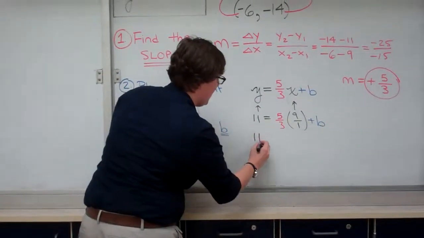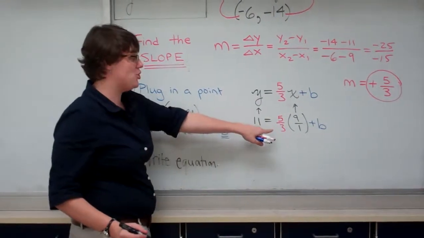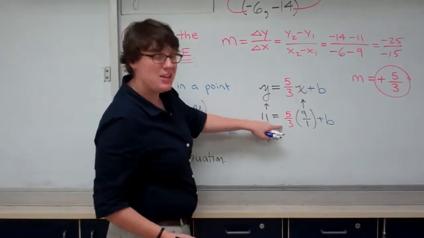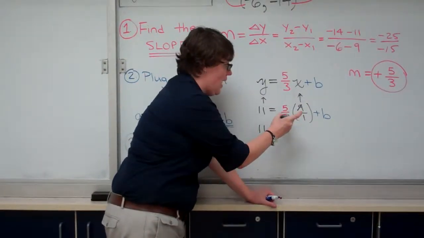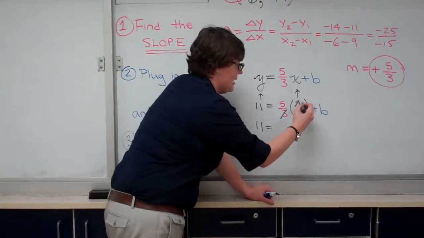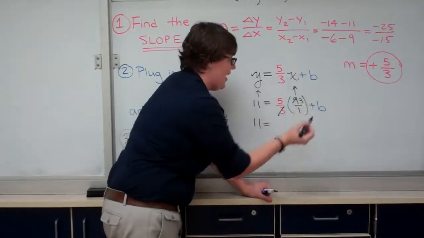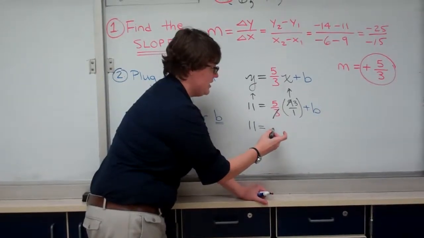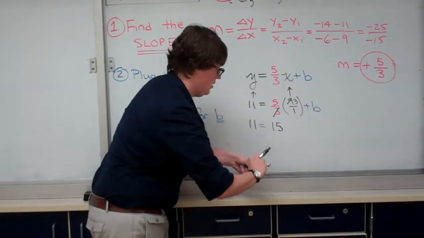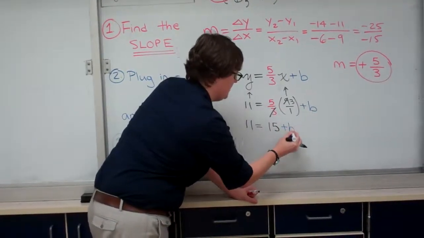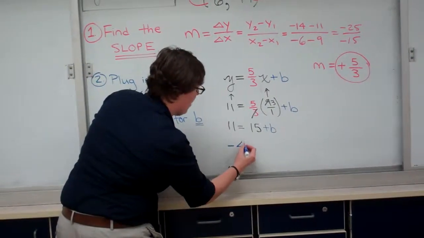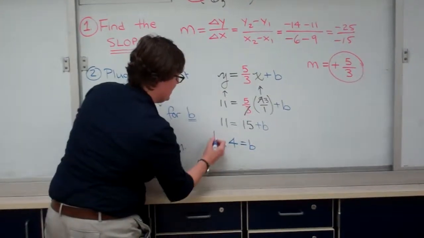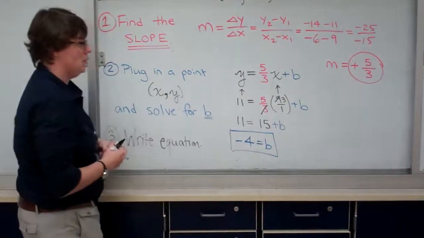The one thing I have to be careful with is this fraction multiplication. To make your life easier, do some cross-canceling. With 9 on the top and 3 on the bottom, I can get that this just becomes 5 times 3, or 11 is equal to 15 plus b. A little bit of subtraction on both sides reveals that our y-intercept is equal to negative 4.